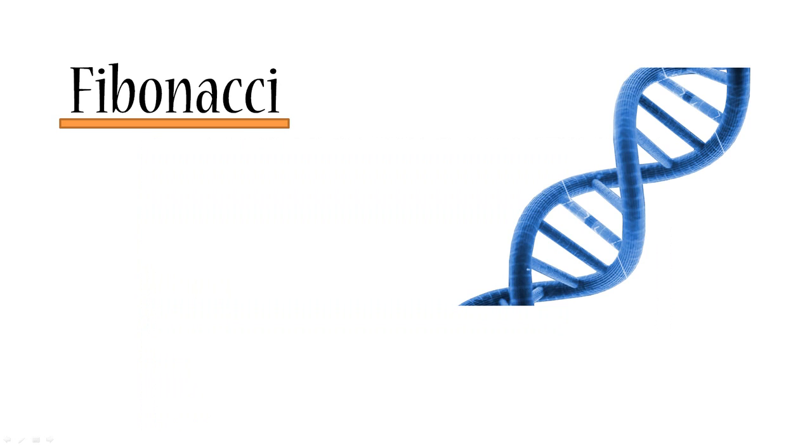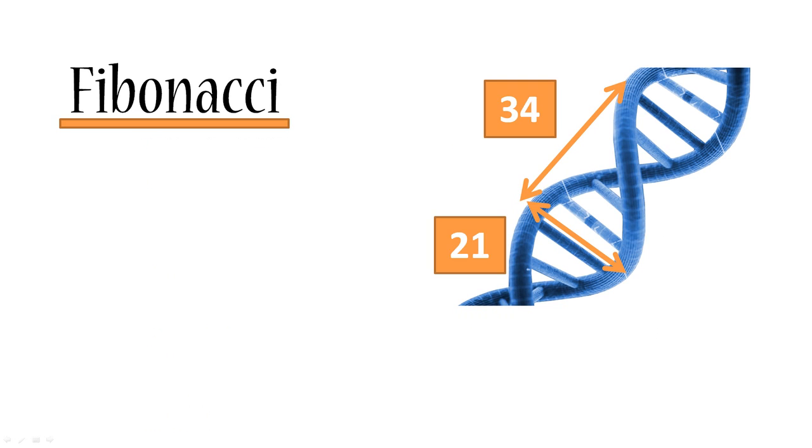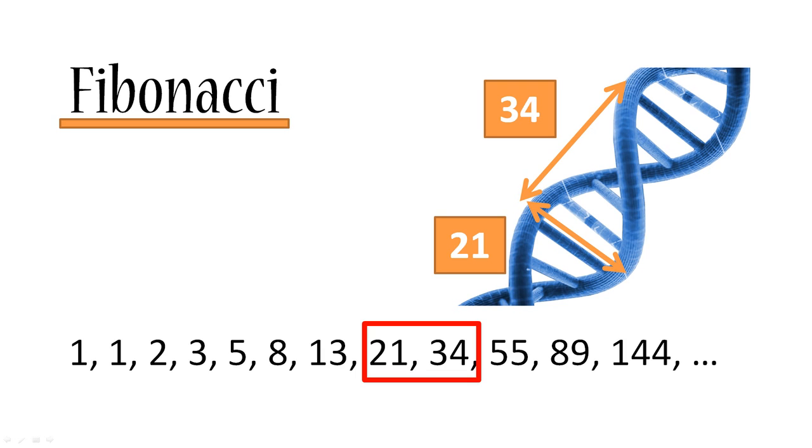Let's take the human DNA. And if we measure its width and its length, then they will be exactly 21 angstrom and 34 angstrom, where angstrom is the unit of measurement for various little things. And if you recall, 21 and 34 are actually in our Fibonacci sequence. A coincidence? Maybe. But that's quite a lot of coincidences.